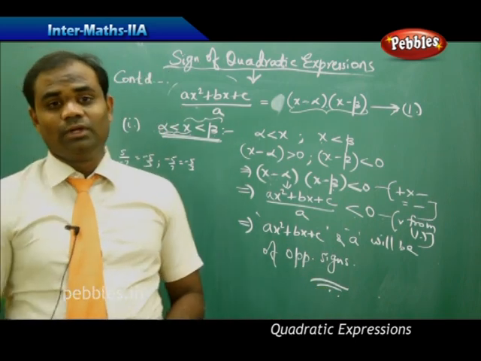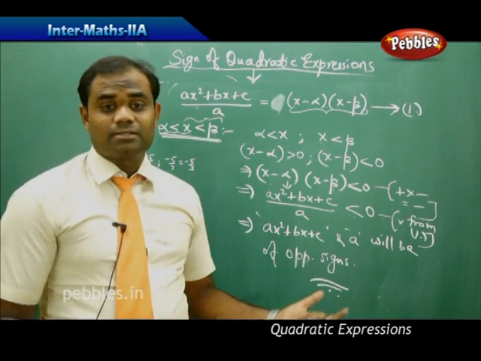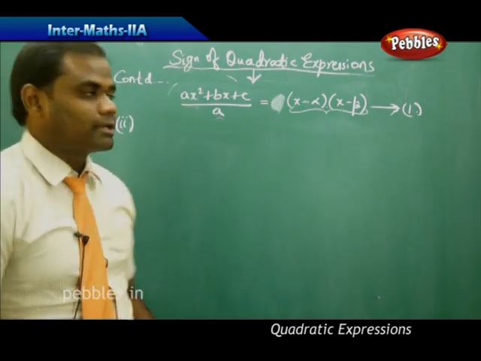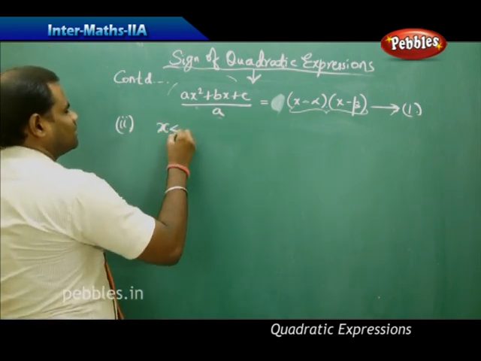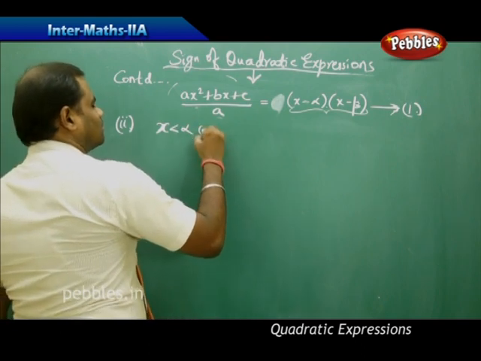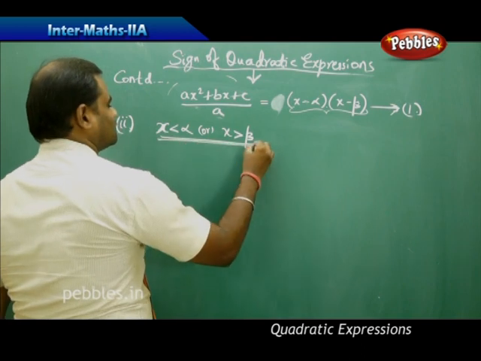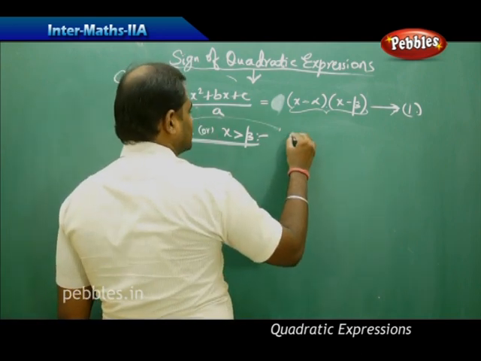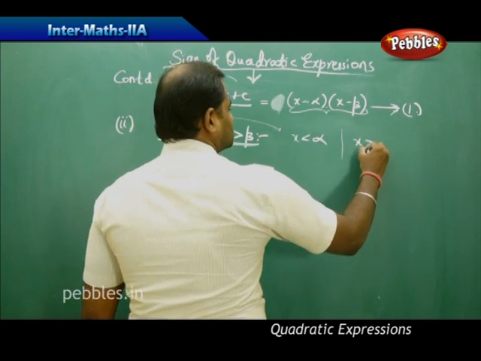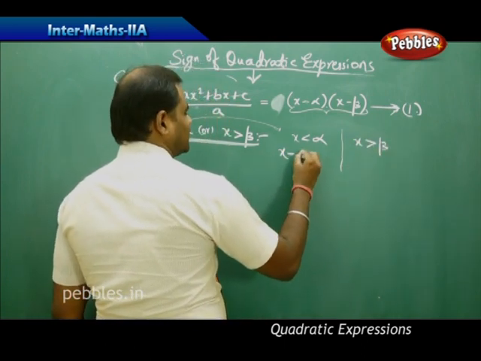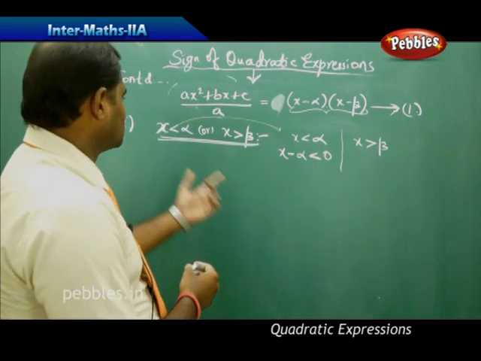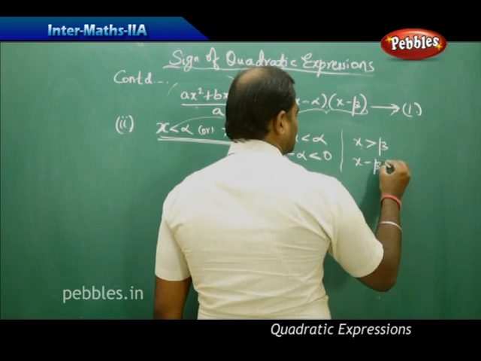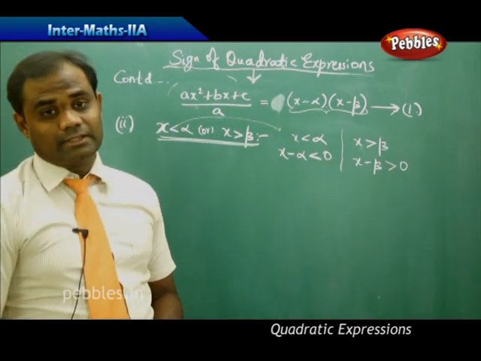Similarly, let's take case 2 and see if we can get this to be of same signs or opposite signs. So proceeding similarly as case 1, let's take case 2, which says that x is less than alpha or x is greater than beta, and prove for the sign change. To start with x less than alpha, and finally with x greater than beta, I get x less than alpha implies x minus alpha is less than 0, and x greater than beta implies x minus beta is greater than 0.